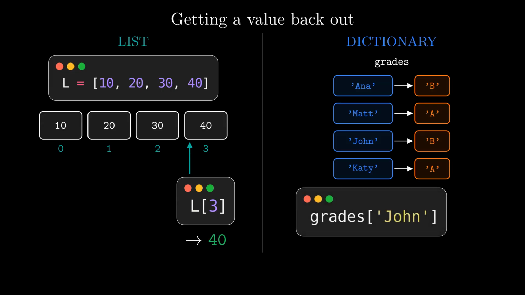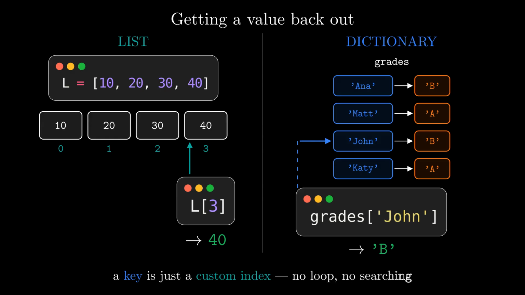With our dictionary, we write its name, grades, followed by the key, the string John, in square brackets. Python walks into grades, finds the key John, and returns the value stored with it. The whole expression collapses to the string B, precisely the way the list expression collapsed to 40. No loop, no searching, one line.